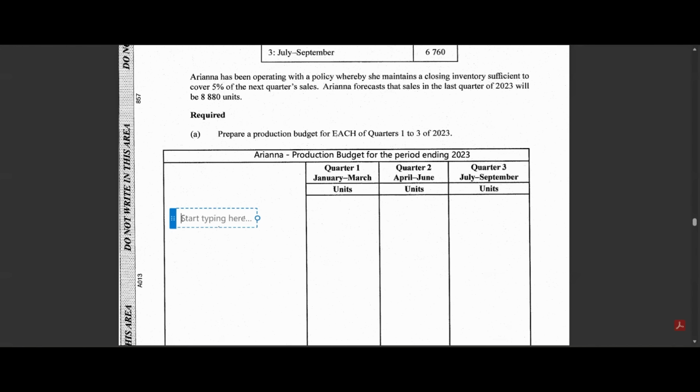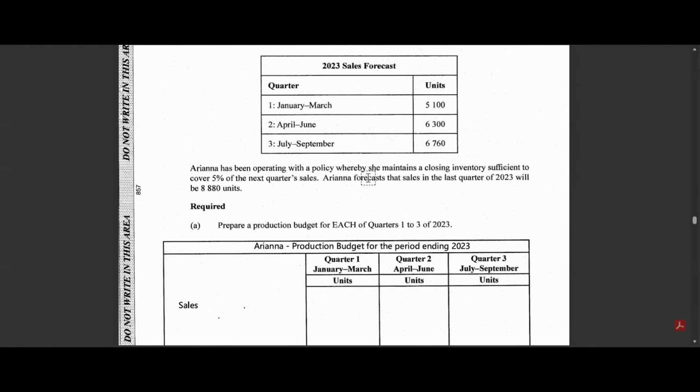Alright guys, let's put down our format for our production budget. Sales. Good. Now the sales, let's handle quarter one first. Sales for quarter one would have been 5,100. Let's check it out. Good.